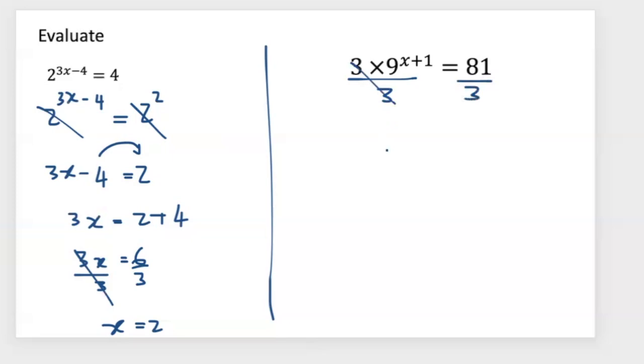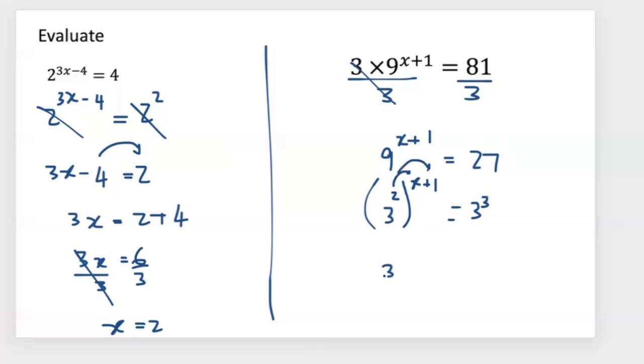So divide by 3, so I have 9 to the x plus 1. 81 is divisible by 3, so that gives us 27. And then 27 can be in base 3. So we have 27 is 3 to the 3. And then 9 is 3 squared. Then we multiply by 2.